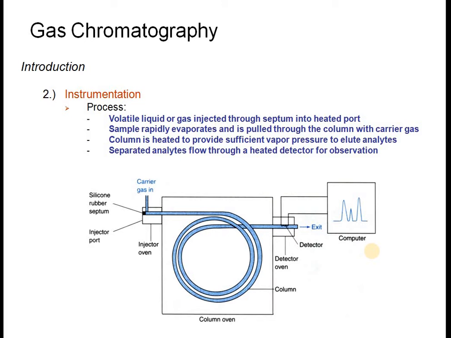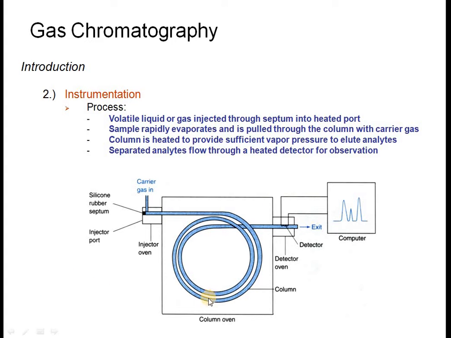Gas chromatography. This is the instrument. First of all, we introduce the instrumentation. Process: a volatile liquid or gas is injected through a septum into a heated port. In gas-liquid chromatography the sample is liquid, but the mobile phase used is gas.